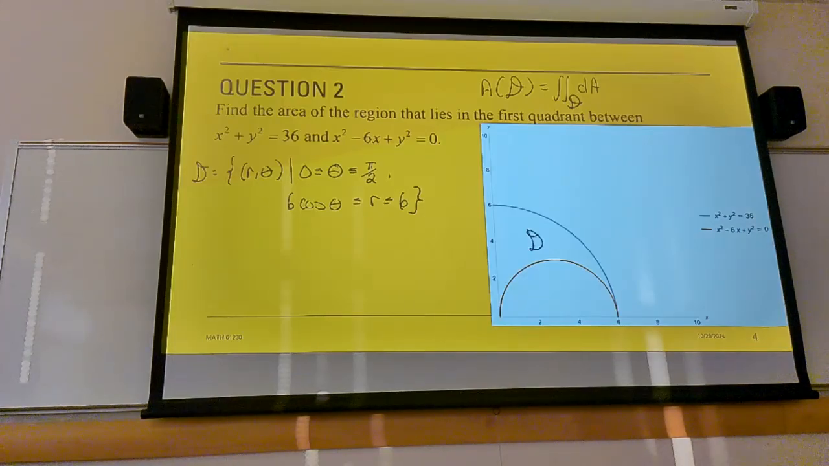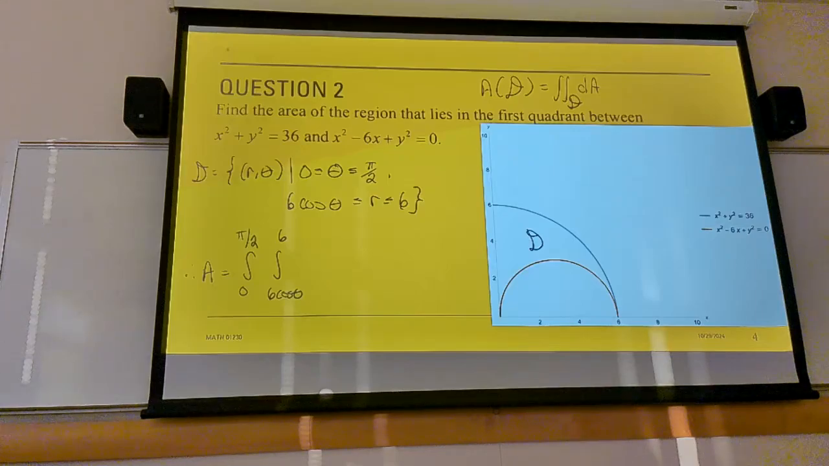The integrand was what? Not the differential, the integrand. From the original, so ignore the differential for right now. What are we integrating? What's the function that we're integrating? 1. Convert 1 into polar: 1. Now you convert your differential, which is r dr d theta. And there's the setup.